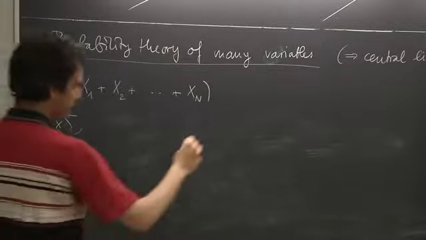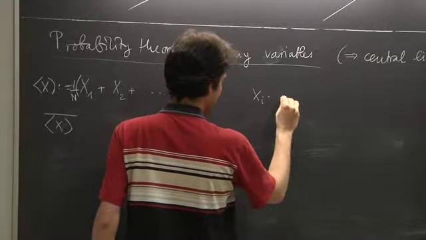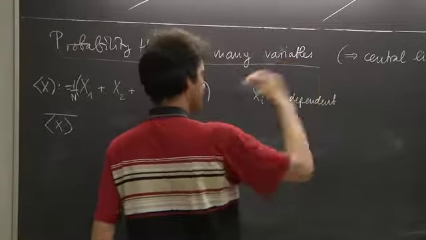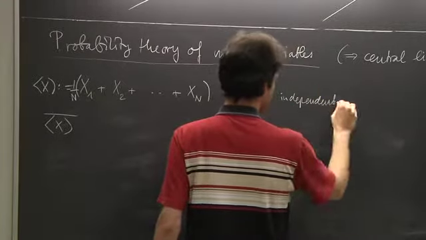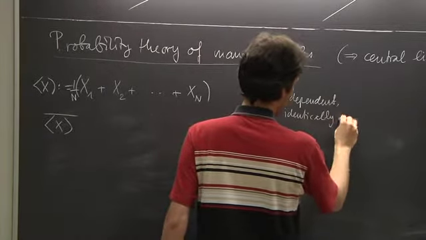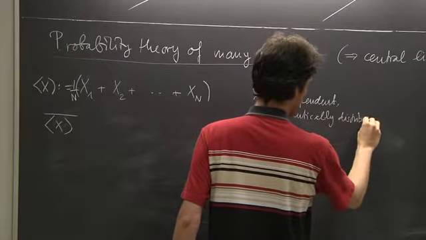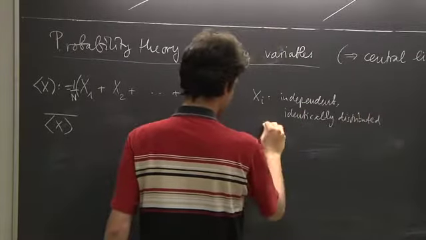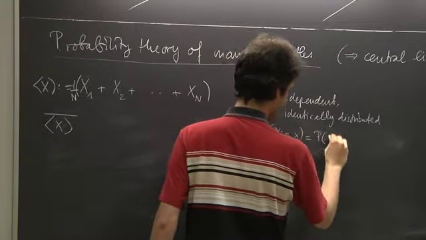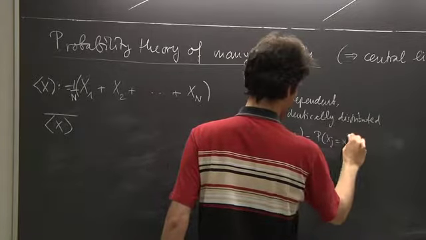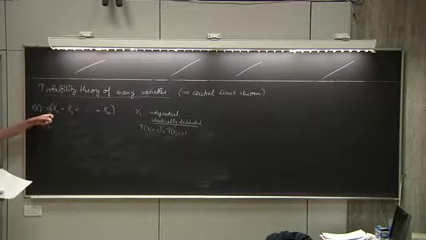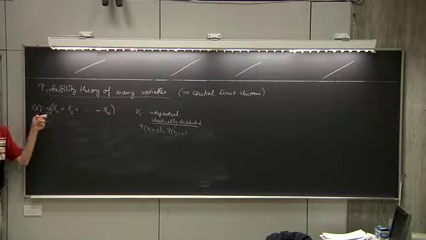Can you tell me, if all the xi are independent variables, so each one is a different gas particle, but identically distributed. So they all come from the same distribution. So the probability that xi is equal to some x is equal to p of x. That is the meaning of identically distributed. So what is the expectation value of this object?